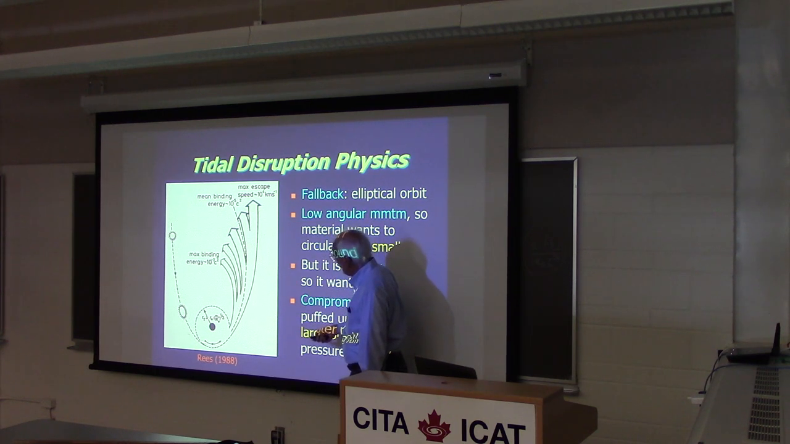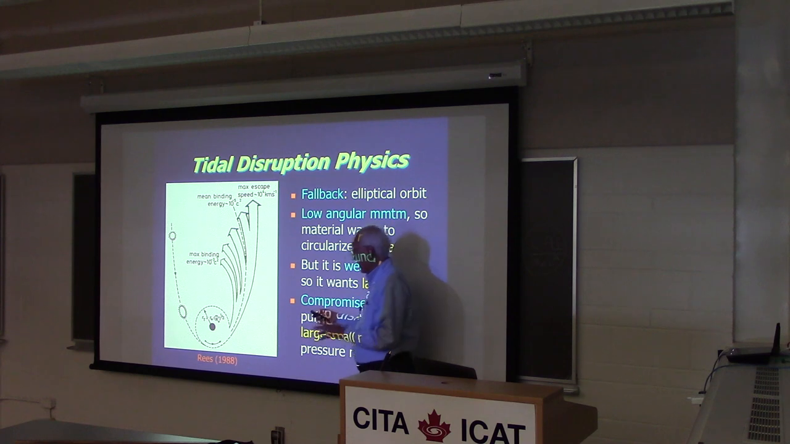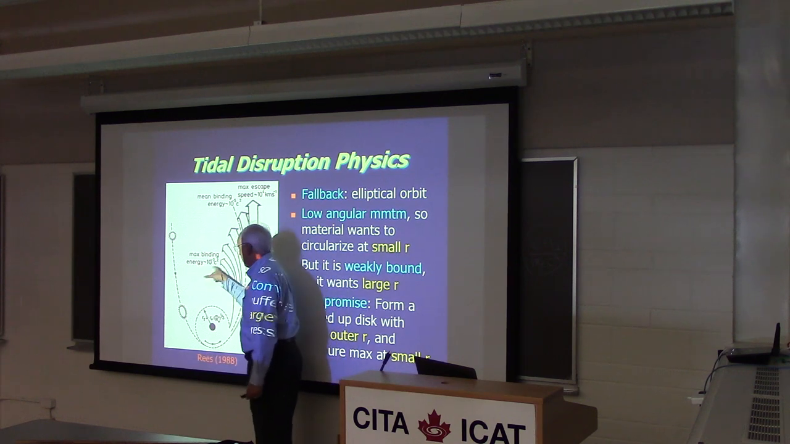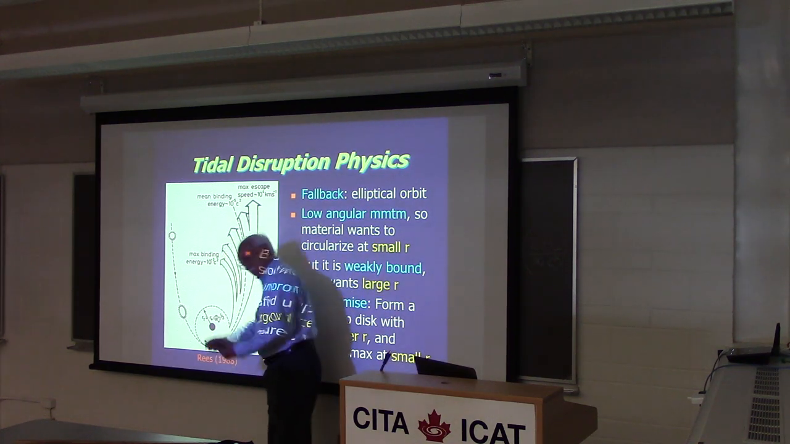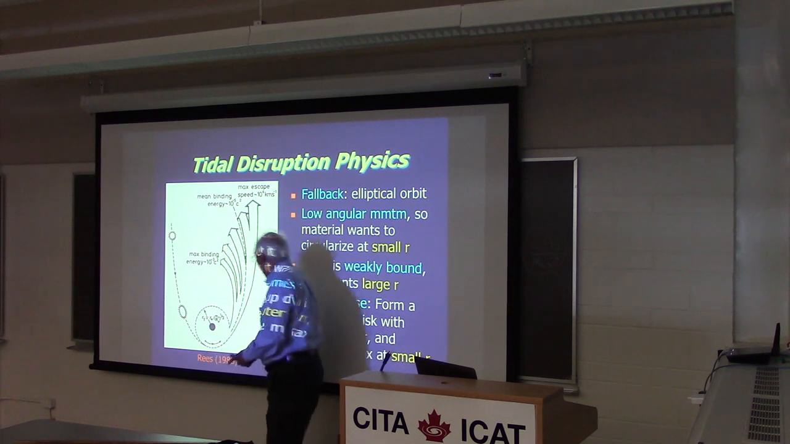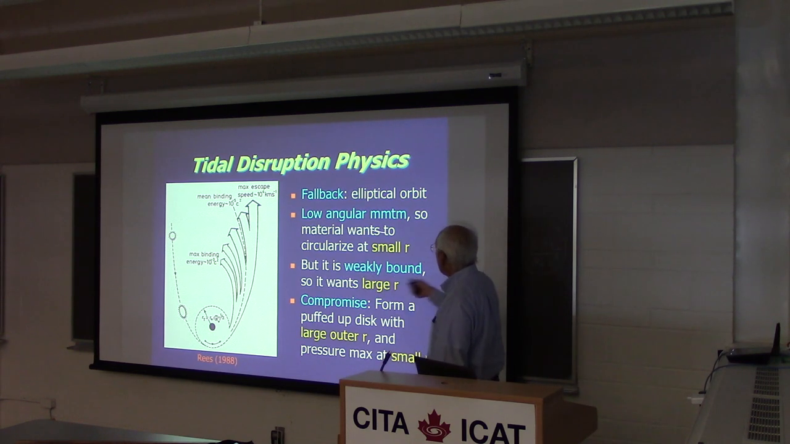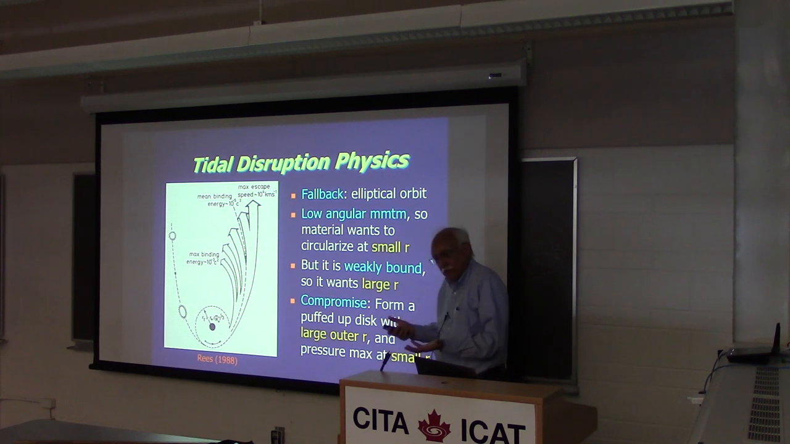The key point here is that these are all highly elliptical orbits. And the point about elliptical orbits is that, compared to a circular orbit, an elliptical orbit has low angular momentum, but also low binding energy. The binding energy is pretty much given by how far out it goes before coming back. And here is Rees's number, which is roughly right. It's probably a little bit less than that. And it's got low angular momentum because it's this highly eccentric orbit. And so this material can't just naturally come back and make a good circular orbit. It's not so easy. It has low angular momentum, which means the material wants to be at small radius. But it's weakly bound, and the binding energy says it wants to be at a large radius. So it has to do something.